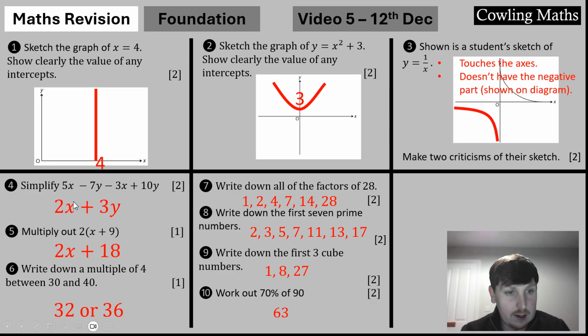It's a 2-mark question. So you get 1 mark for getting the correct coefficient of x, so the number in front of x. And you'll get another mark for getting the correct coefficient of y, so the number in front of y. So 1 mark, 2 marks.